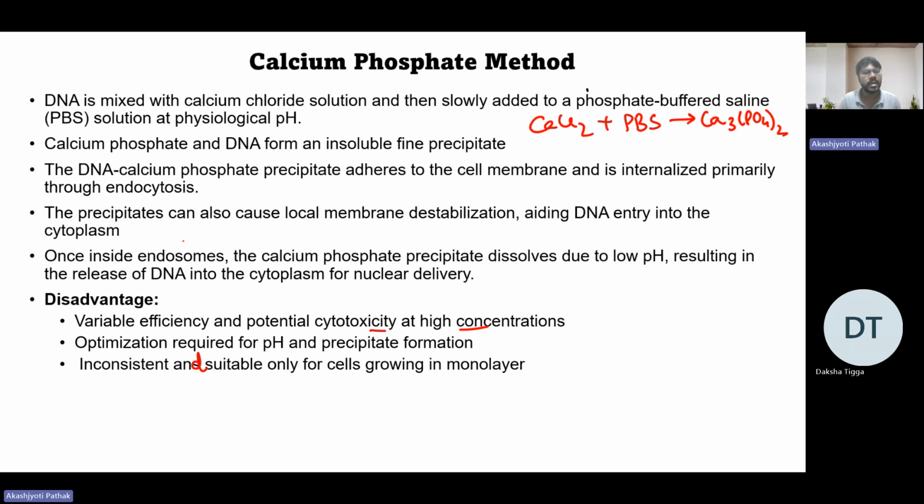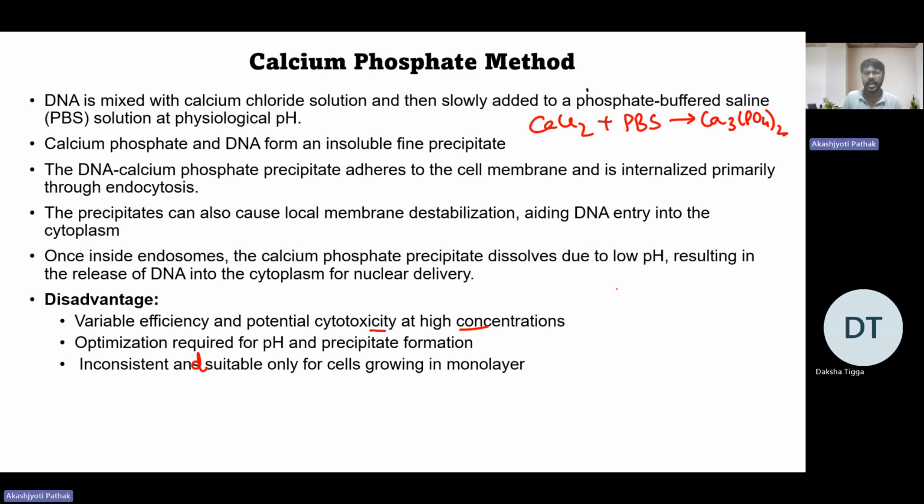So this precipitate causes local membrane destabilization and aids the DNA entry into the cytoplasm. And once it has entered the cytoplasm, this calcium phosphate precipitate dissolves due to low pH, and the DNA is released into the cytoplasm for nuclear delivery.